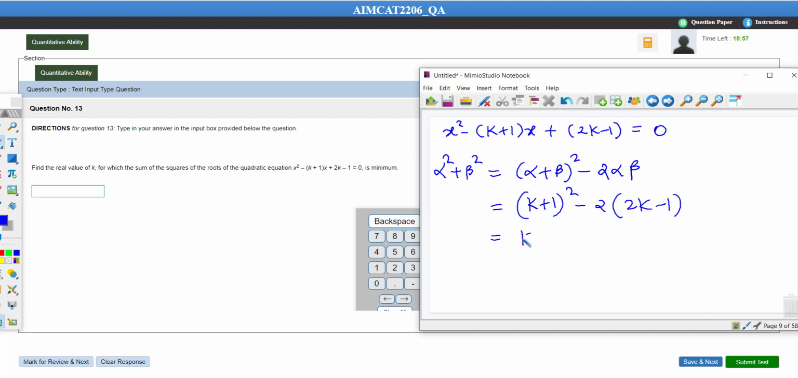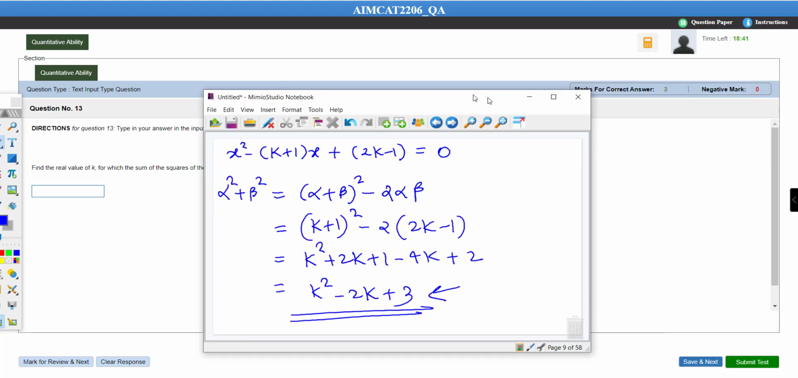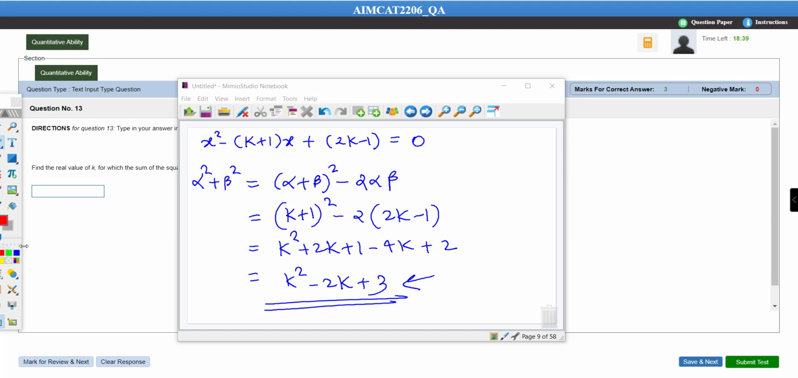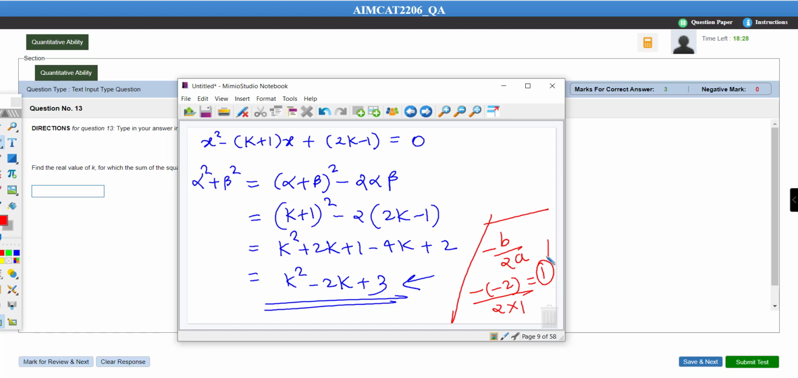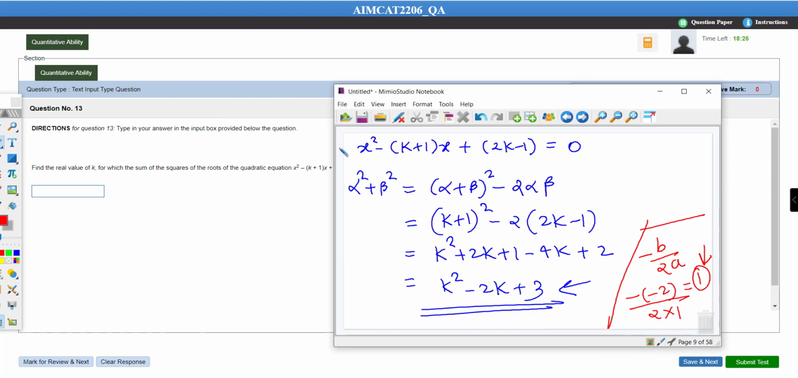So this is going to be k square plus 2k plus 1 minus 4k plus 2, which is k square minus 2k plus 3. We want to find at which value of k this is minimum. We have a direct formula, minus b divided by 2a. So minus of minus 2 divided by 2 into 1 is equal to plus 1. At k equal to 1 this is minimum, so the answer is 1 here.